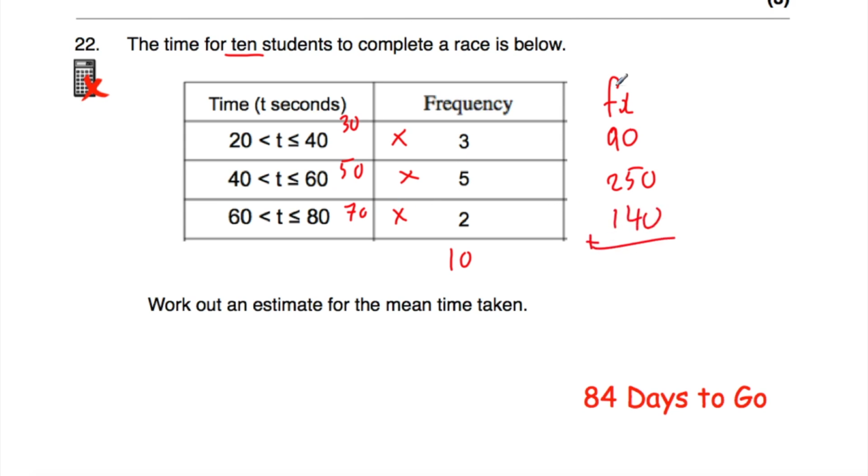And then if we add them all up, that'll give us a total for the fx column. So 90 plus 250 plus 140 is equal to 480. And then if we just do 480 divided by 10, that's equal to 48. So the mean time taken would be 48 seconds. And if you got that, well done.